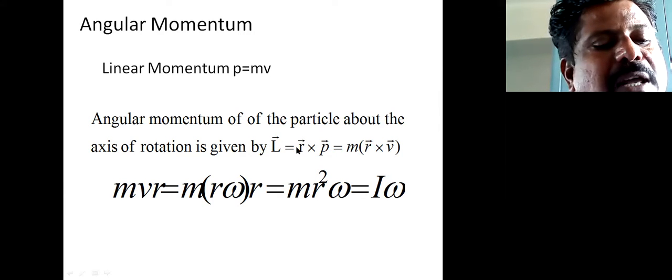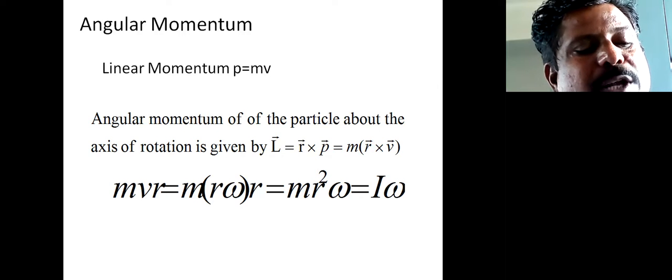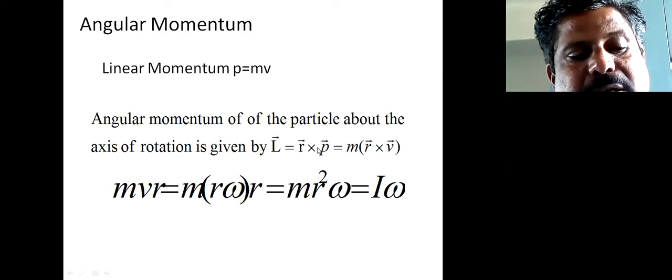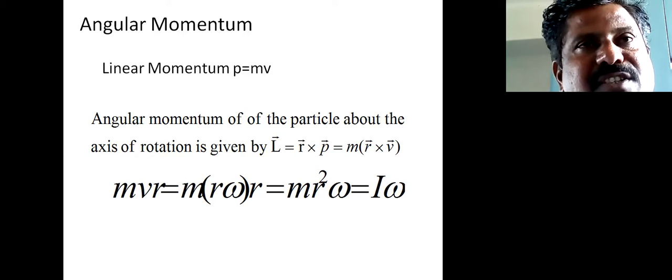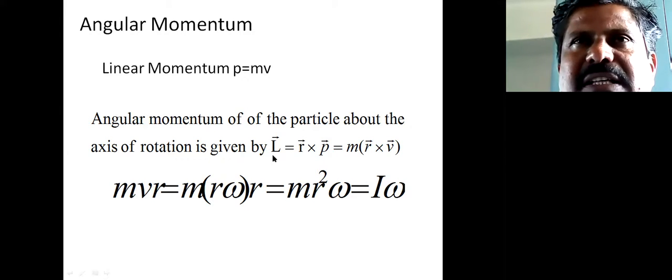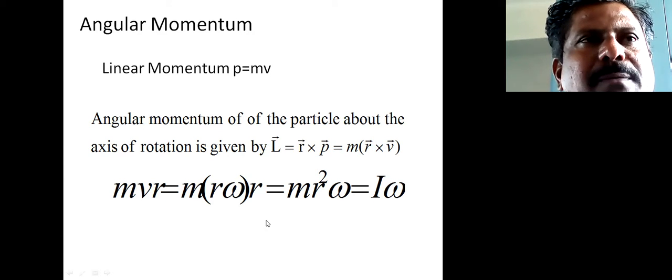So what I'm saying is it is given by the vector product of the radius vector r and the linear momentum p. That's r cross p. It is denoted by the symbol capital N, or in some books they have mentioned J. It's no problem. It's r cross p, that is equal to m into r cross v. So here, m v r.